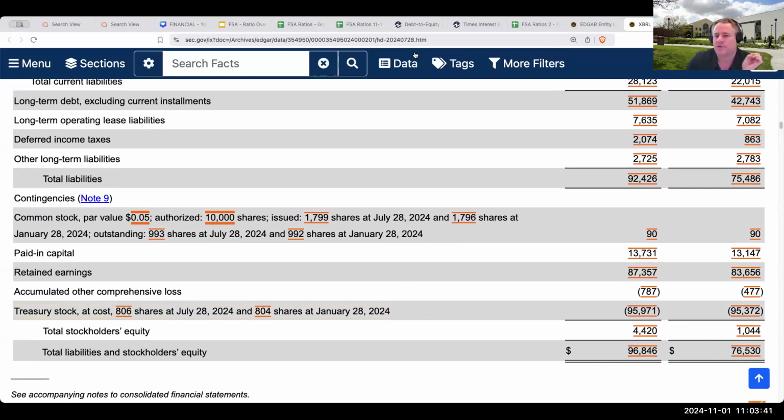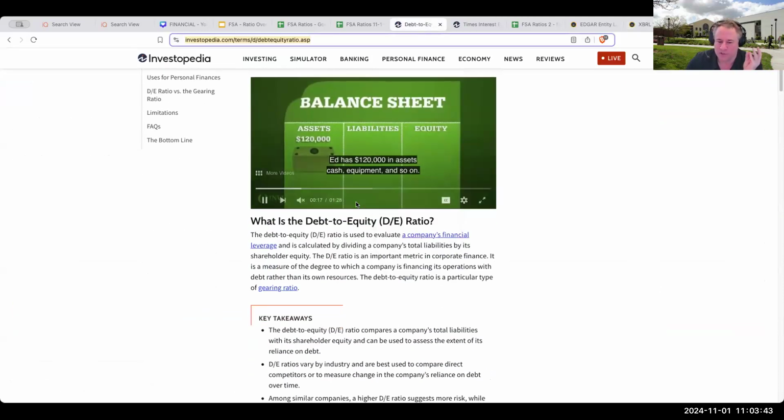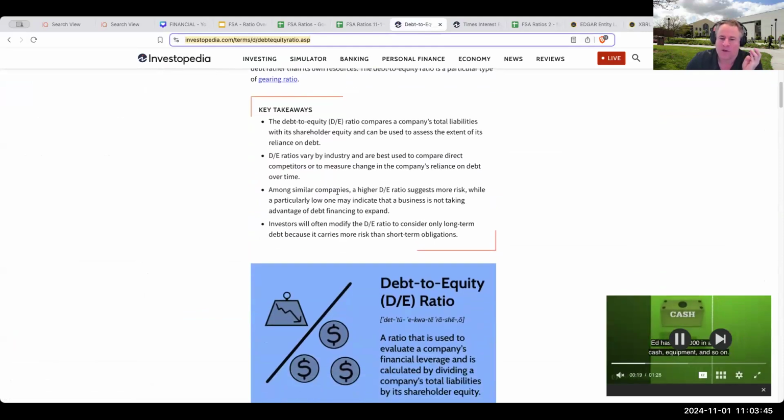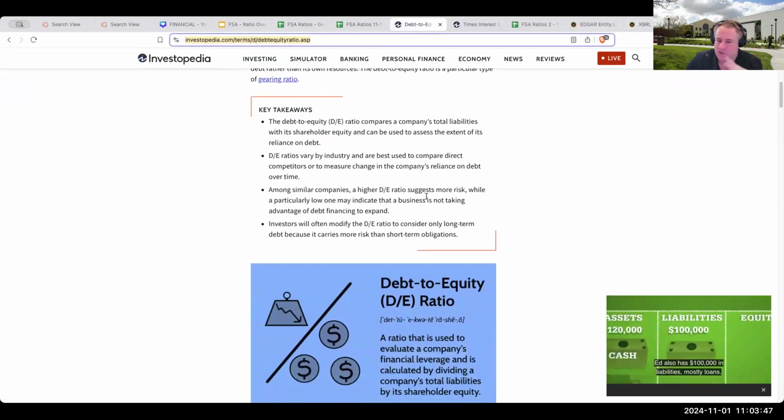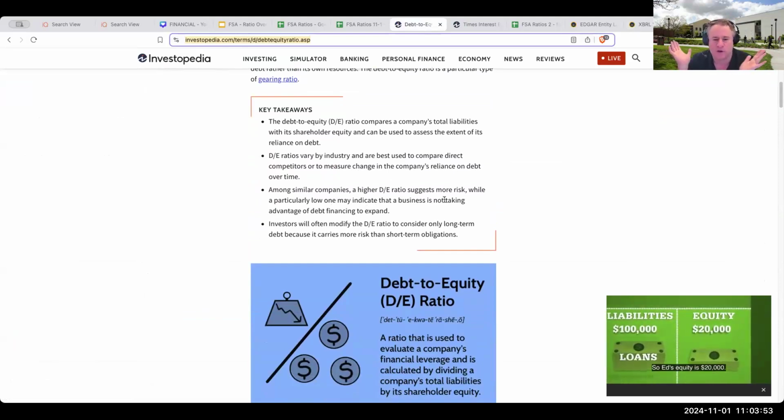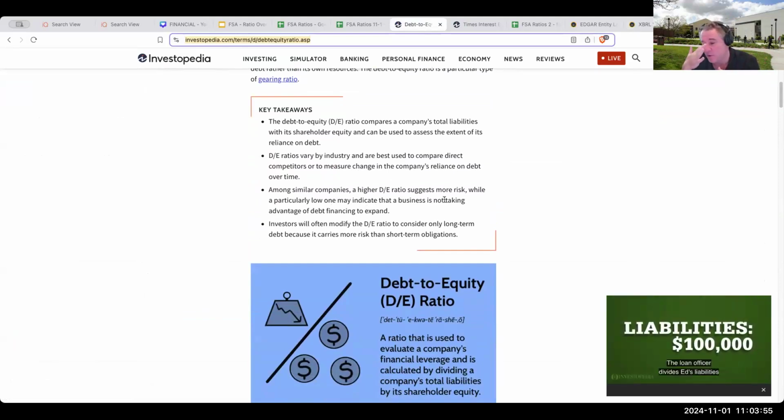So that is the debt to equity ratio. I want to encourage you to go through this. Higher debt to equity ratios suggest more risk, while a low one may indicate that the business is not taking advantage of debt financing to expand. And again, interest rates have gone way up compared to what they were a few years ago.